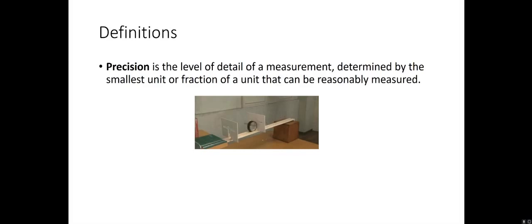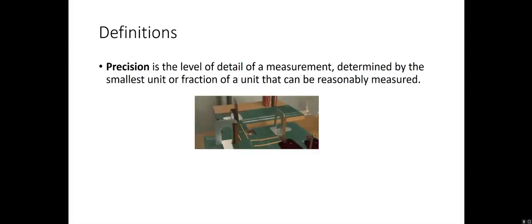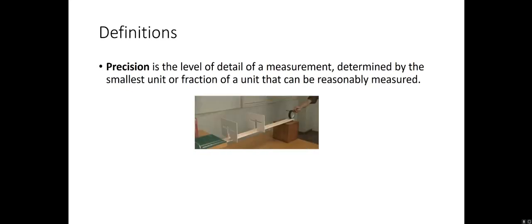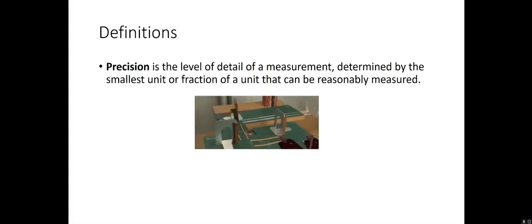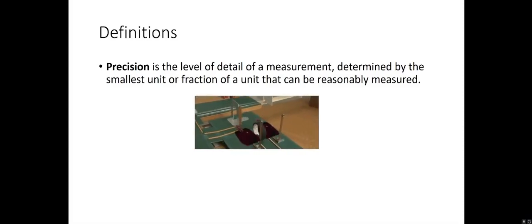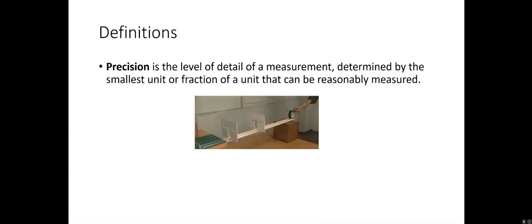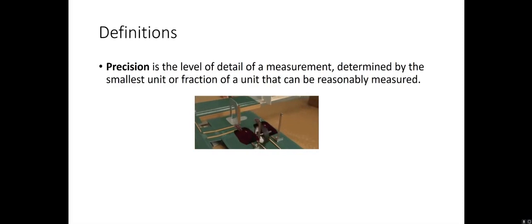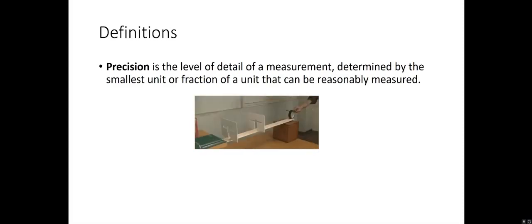All right, our definitions. Precision is the level of detail of a measurement determined by the smallest unit or fraction of a unit that can be reasonably measured. So as you can see here in our little image, this person designed this entire thing being very precise. He used very, very precise measurements. He didn't measure by meters, okay, because, well, that's probably not going to be as precise. But everything's so small here, okay, even this little turn here is 90 degrees, but everything is so small, it's got to be, okay, for it to work. So that's what we're talking about.